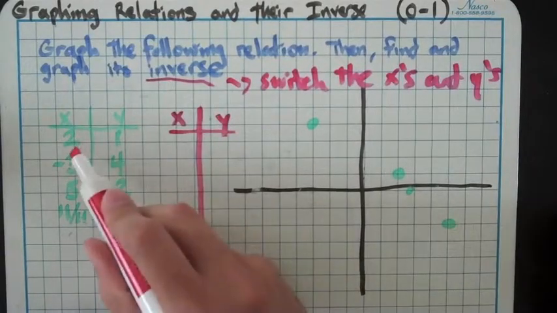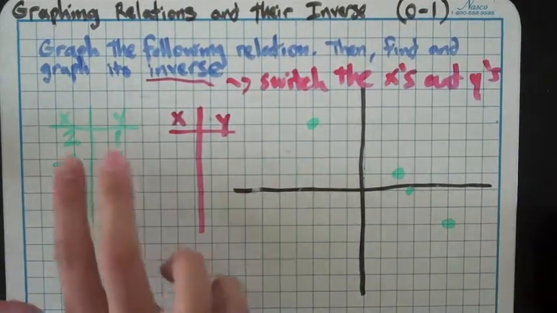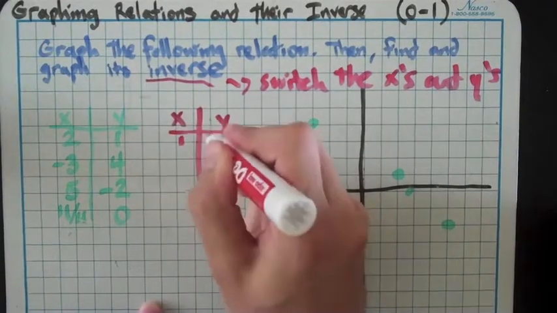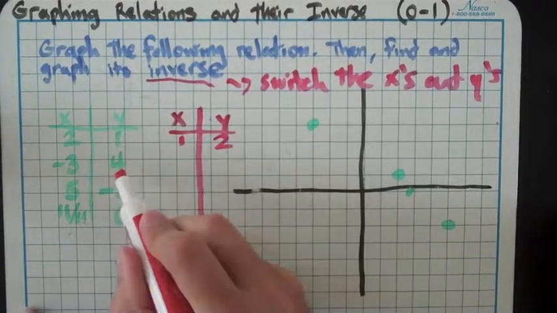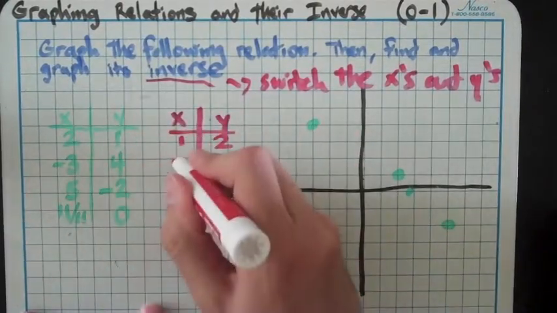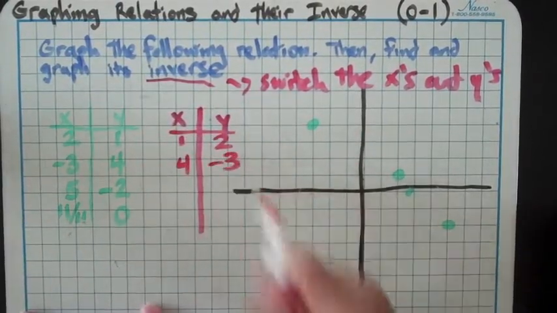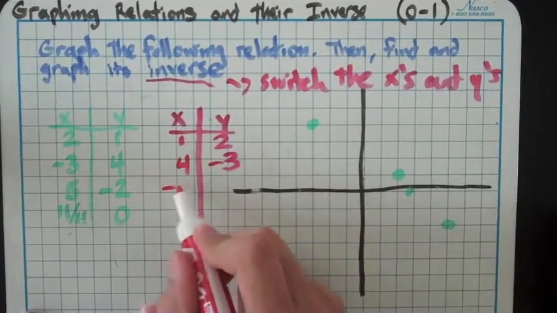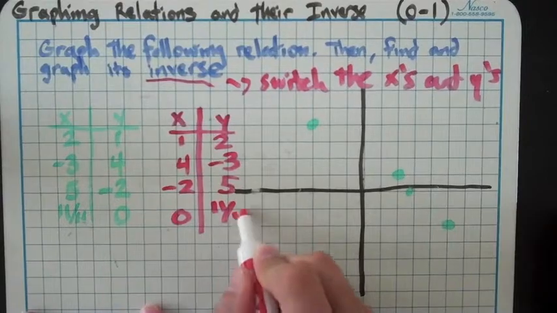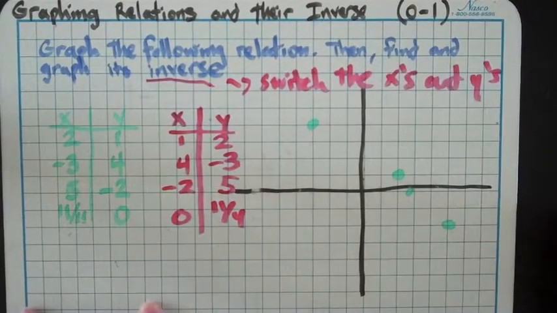So my original point right here was 2 comma 1. What I'm going to do is take those two coordinates and flip them around. On my inverse, the point's going to be 1 comma 2. Here I had the negative 3 comma 4. Well, I'm going to flip that over. It's going to be 4 comma negative 3 on my inverse. Negative 2 comma 5 for this next one, and finally 0 comma 11 over 4. All you're doing is trading your x and y.